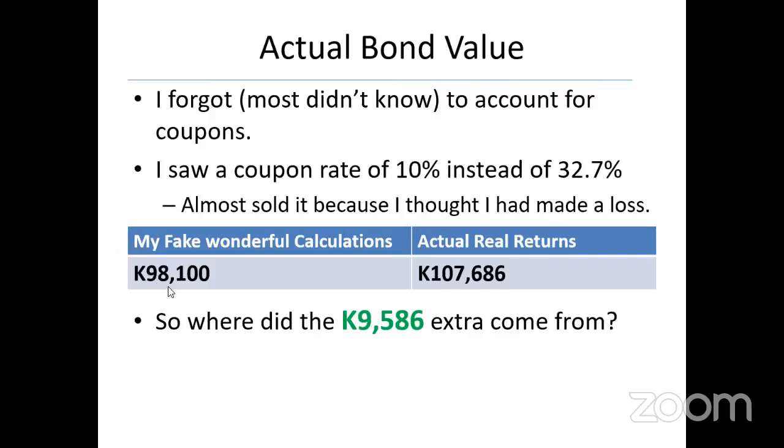Now, looking at this table, these were my fake wonderful calculations in terms of returns. So with the investment of 100,000, my fake calculations gave me 99,100. But with the actual bond, with everything included, my actual returns are 107,686 kwacha. Everything with my original 100,000 back. So my question was, where did this 9,586 come extra? So I just simply subtracted this value from this value.